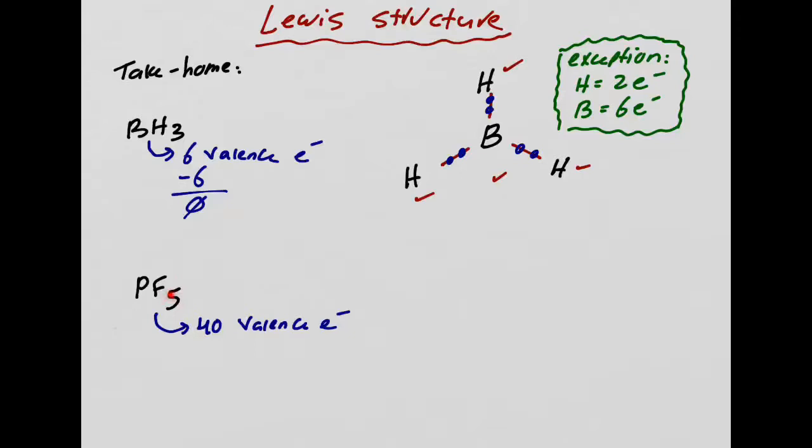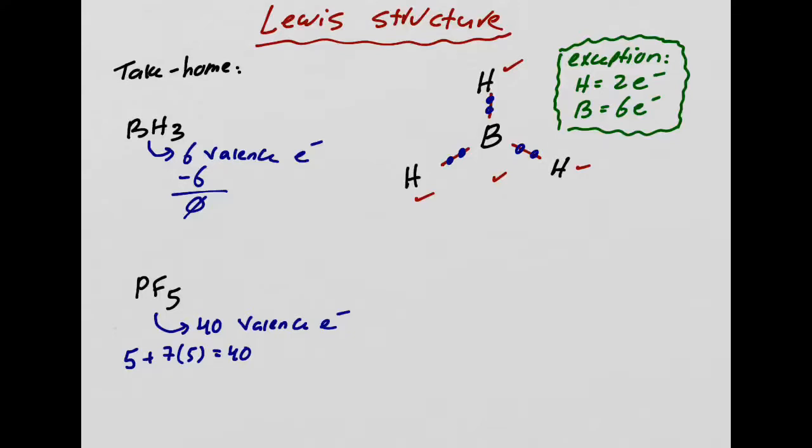So fluorine is in group 7A. That means it has 7 valence electrons, but I have 5 fluorines, so 7 times 5 would be 35. Phosphorus is in group 5A, so that would be 5 valence electrons. 35 plus 5 gives me 40. I'm going to write it down just in case someone's forgetting. So that one has 7, but I have 5 of them. Together would be 40 valence electrons. So far, so good? Okay.